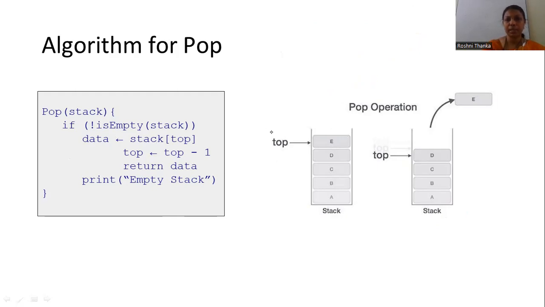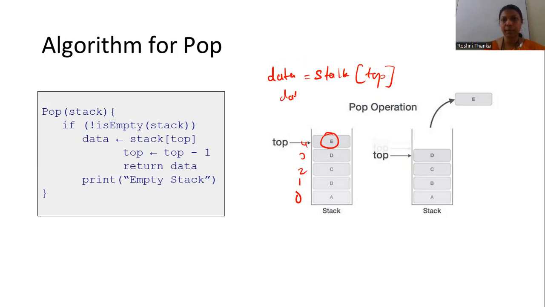So what will you do? For example, in this case, if I want to remove or pop, who will be popped out? The topmost element. Who is the topmost element? E. So what will you do first? If you want to print it, we will use a variable, say data, equal to the top element. How will you get it? Stack of top. Initially the indices are 0, 1, 2, 3, 4. So at the 4th place we have E, and that we are storing in data. So data becomes E.